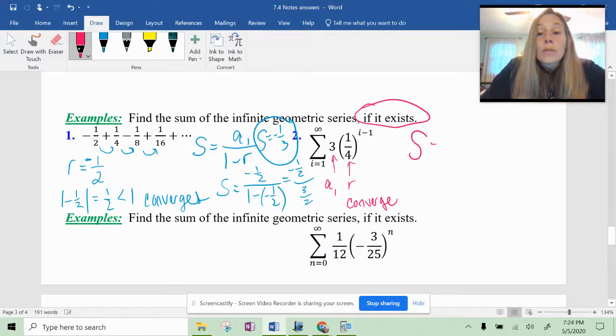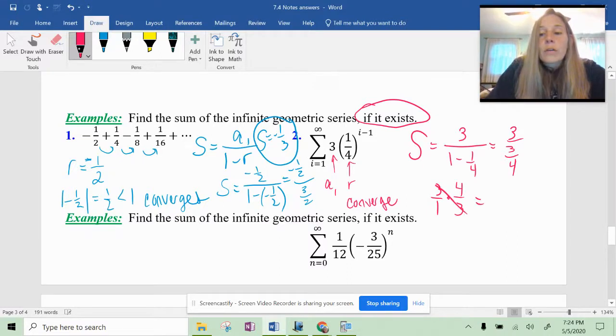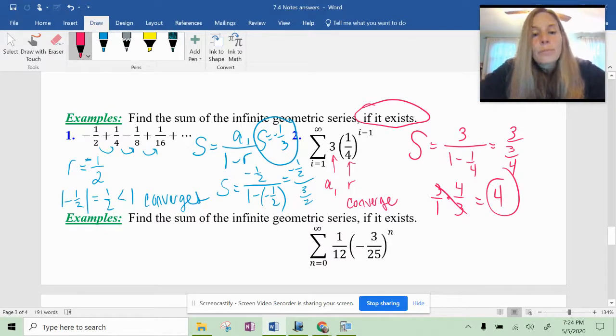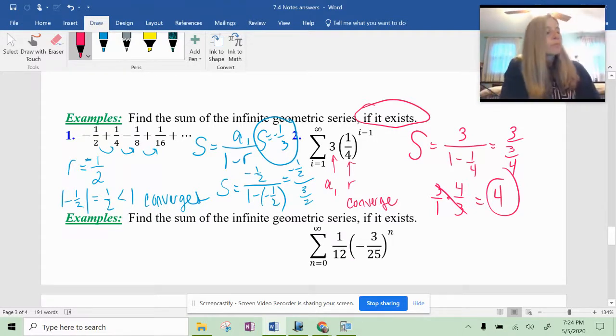So we can use this formula. So 3 over 1 minus 1/4. So 3 over 3/4. Now, if I'm dividing 3 divided by 3/4, that's really like multiplying by 4/3. So it's converging towards a sum of 4. I said sum of 1, but I wrote 4, so sorry about that.